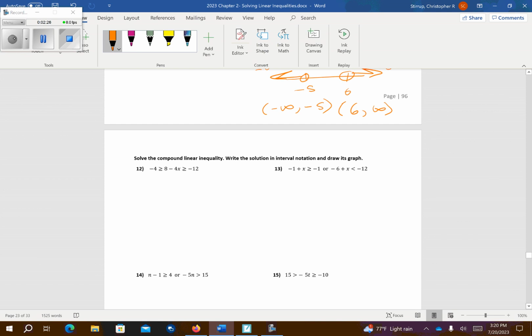Number 13, you want to solve both of these. So let's see. I'm going to add 1 to both sides, so x is greater than or equal to 0. And then I'm going to add 6 to both sides, so x is less than -6. To put that on a number line, sometimes it just gets easier. So I want greater than or equal to 0, that's going to the right, which is to infinity, or less than -6. So I'm going to go from -infinity to -6, and then hard bracket 0 to infinity.